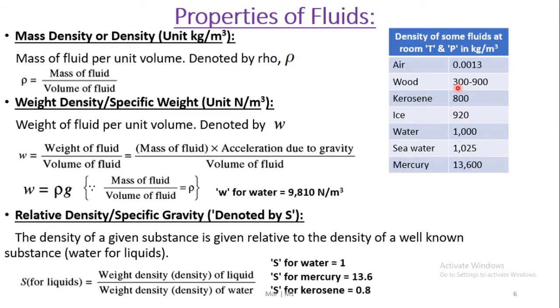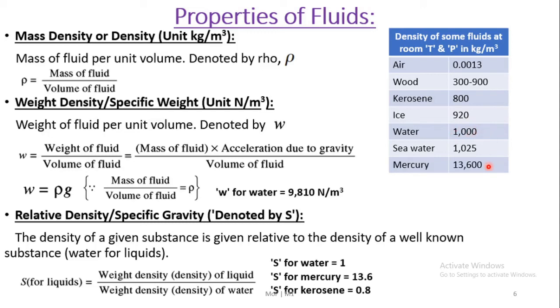Let us see some of the important properties of fluids. A few concepts that we have studied in our high school physics are listed here. The first important property is density or mass density, which is defined as the mass of the fluid per unit volume, and the unit is kilograms per meter cube, represented by the symbol rho. Densities of some of the common fluids are listed here: air, wood, kerosene, ice, water, seawater, mercury. Let us see water. Here the density is 1000 kilograms per meter cube, which means 1 cubic meter of volume can hold 1000 kilograms of water.